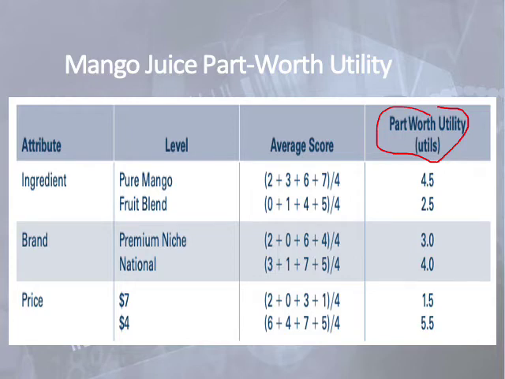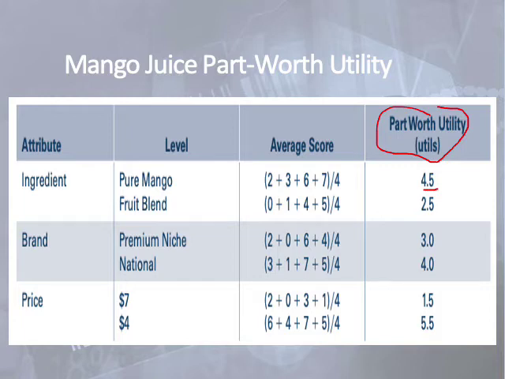So that's why in economics, in consumption, we put utils as a value. So we have here for the first, pure mango juice, the average score is 2 plus 3 plus 6 plus 7 divided by 4. We have 4.5. In the next slide, I will explain where the 2, 3, 6, and 7 came from.